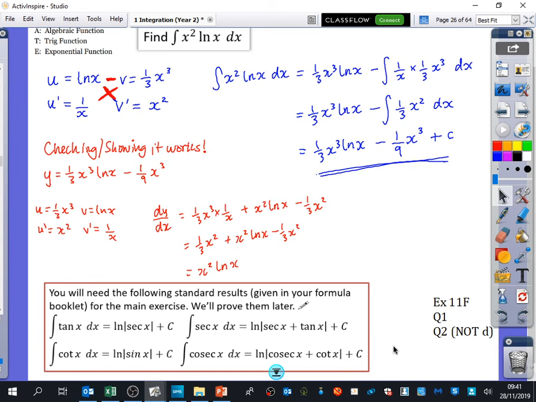We're not going to prove these, although I think we've actually looked at some of these things in the past, that when you differentiate ln sec x, you get tan x when you differentiate this. But you might need some of these expressions in the questions that I'm just about to ask you to do. So it's exercise 11F, question 1 and question 2, but not part D in question 2 for me, please. Okay?